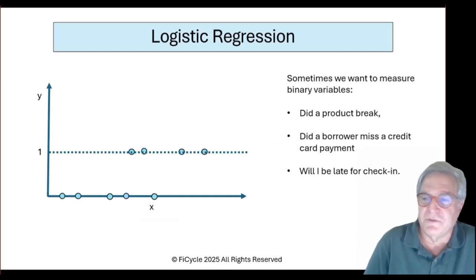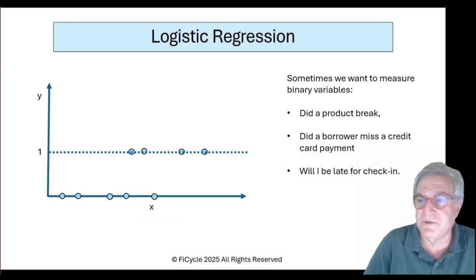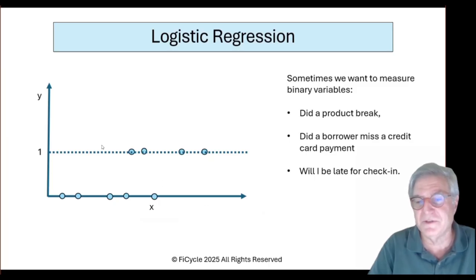Unlike linear regression, sometimes we want to measure binary variables. For example, did a product break? Did a borrower miss a credit card payment? Or will I be late for check-in? And so the graph is going to look something like this. We have some variable, and then we have 0 if it didn't happen, 1 if it did happen.